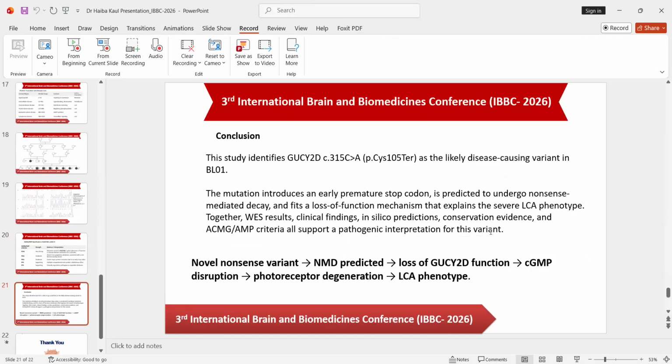So the conclusion of this study is that the GUCY2D gene was considered as the pathogenic mutation in this family, which resulted in this change from cytosine into adenine that converted to a stop codon, and that can explain the severe phenotype in this family. The ACMG criteria also supported this interpretation.